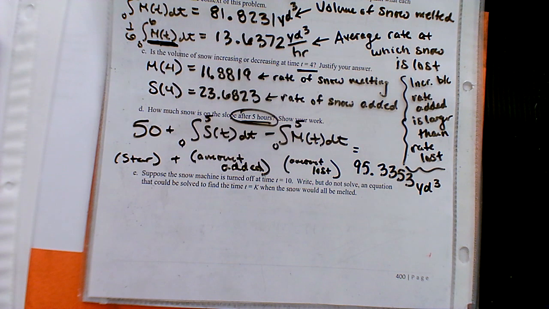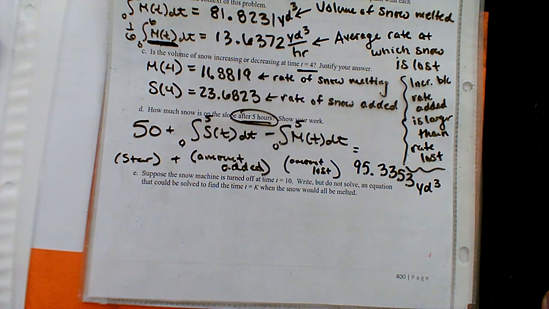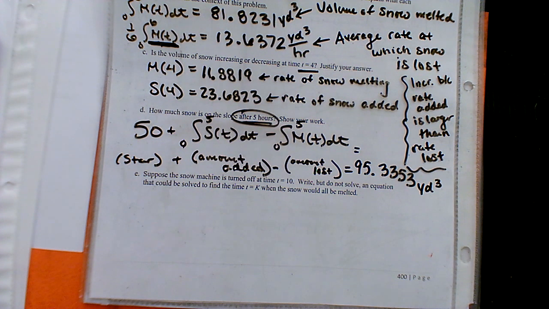All right, last one. Suppose the snow machine is turned off at time 10. Write, but do not solve, an equation that could be solved to find the time, we're just going to call it K, when the snow would all be melted off this mountain. Can we maybe think about it in words, or perhaps like the last one, to help us get to what we're looking for?